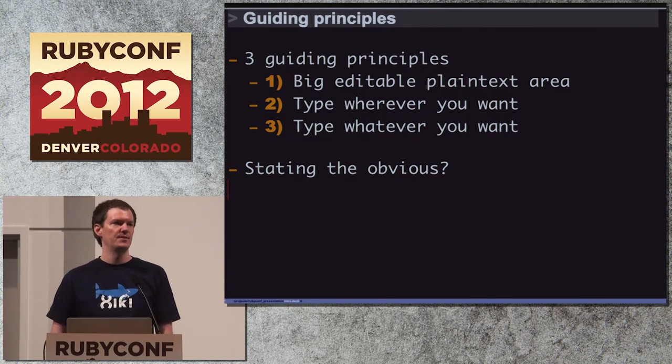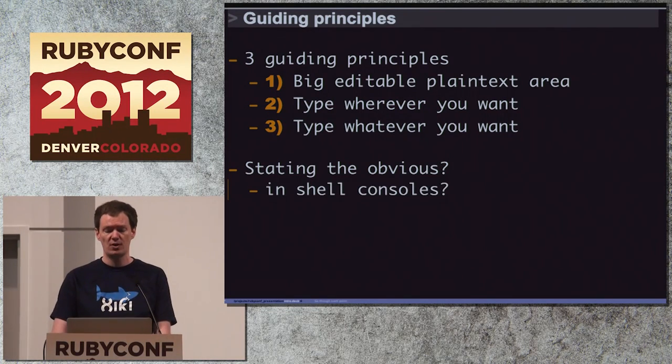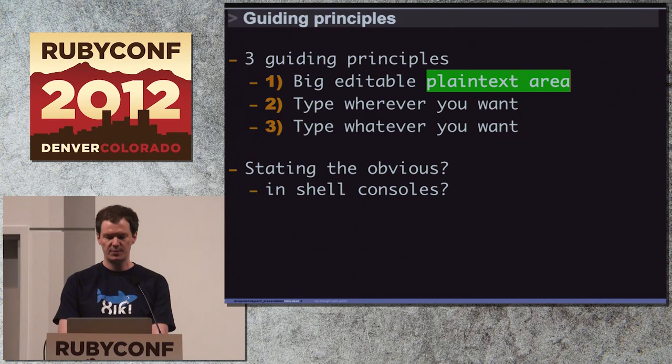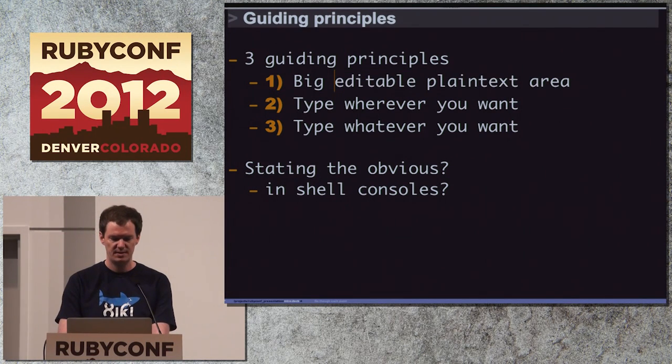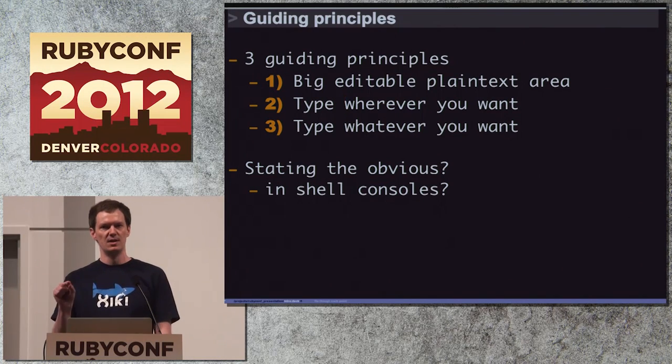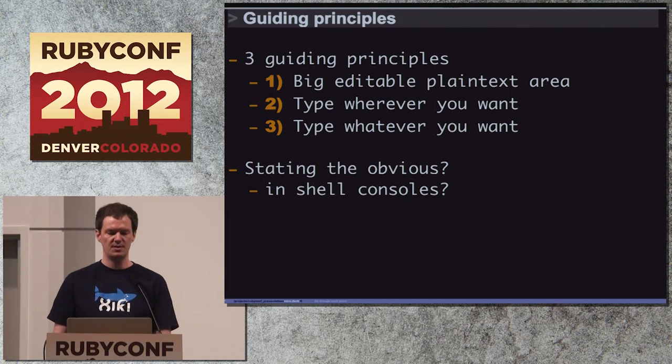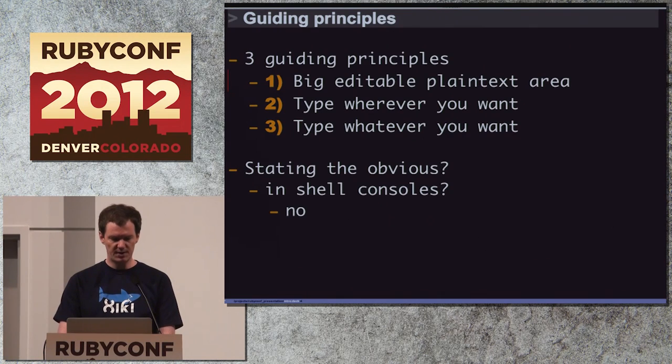But how about in the context of other things? Like how about in the context of a shell console? Are these 3 points stating the obvious? Well, with point one, shell consoles are pretty much plain text areas, but you can't just edit whatever you want. You can't type wherever you want. You're limited to the single active prompt at the bottom, and you can't type whatever you want. You have to type shell commands if you want to do anything useful. So in the context of shell consoles, these 3 points very much are not stating something that's obvious.